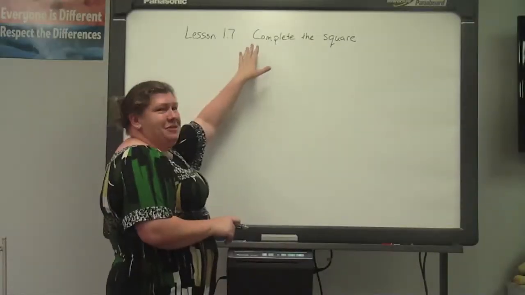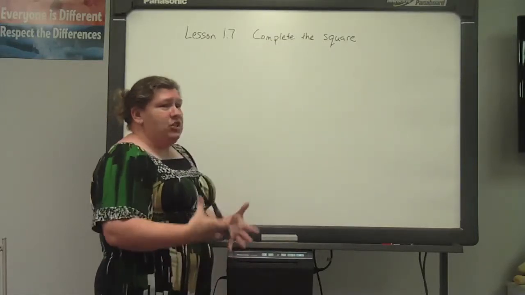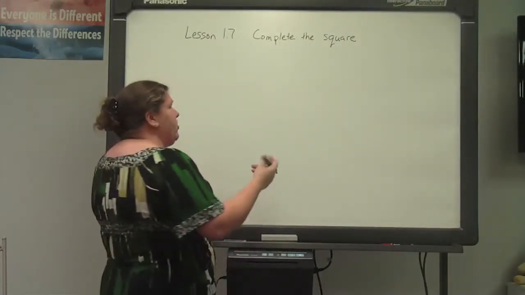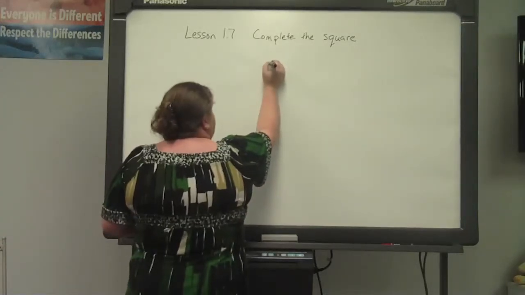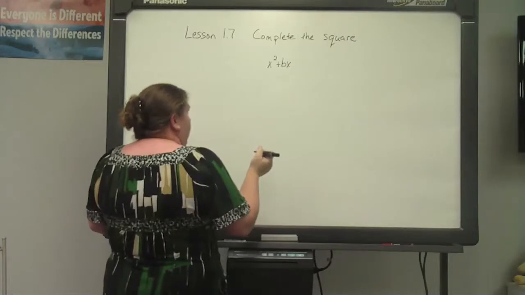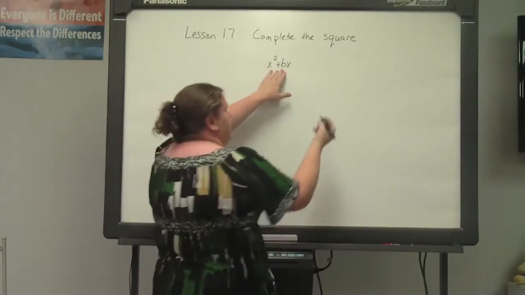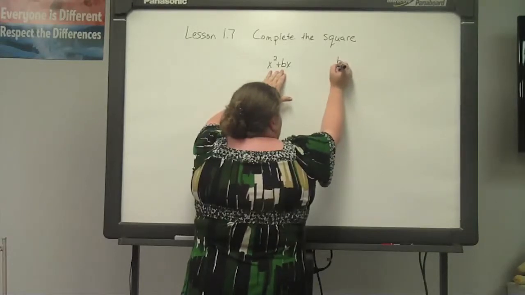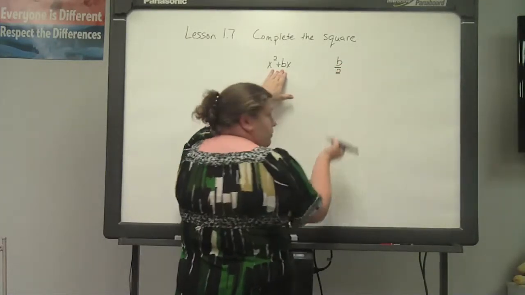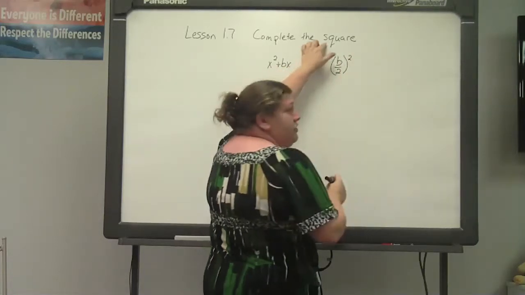Our lesson today is about completing the square. In order to be able to complete the square, you want to begin with the form x squared plus bx. How you complete the square is you take your b and you divide it by 2. And then you square it, thus completing the square.